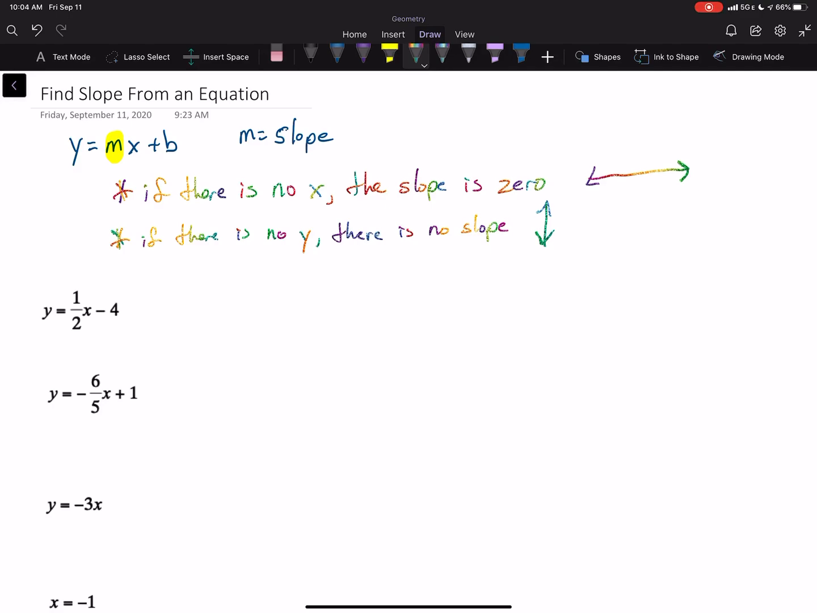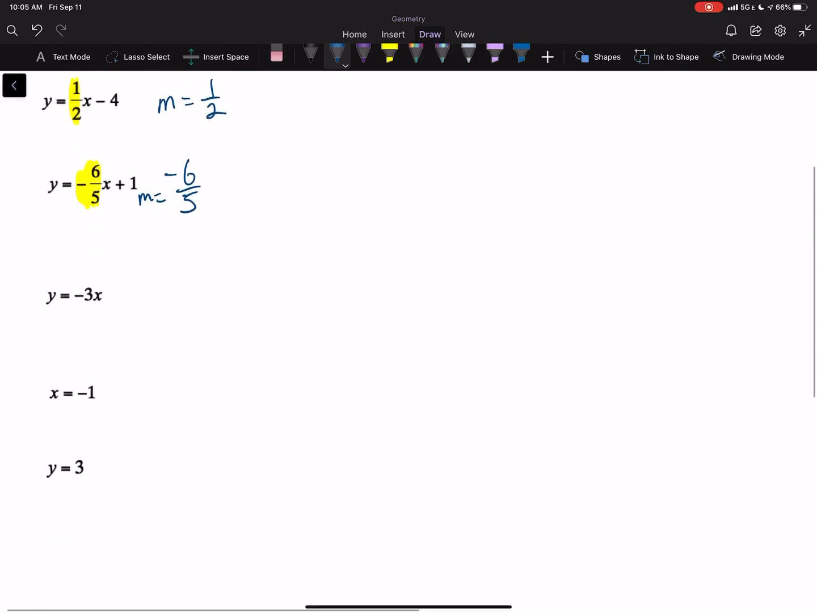All right, so let's take a look here. I'm going to use my highlighter on this first example. Right here we see that the coefficient of x is 1/2, so that's the slope. Super easy one. All right, how about this one? If you said -6/5, then you are correct. M equals -6/5. All right, let's keep trying some.